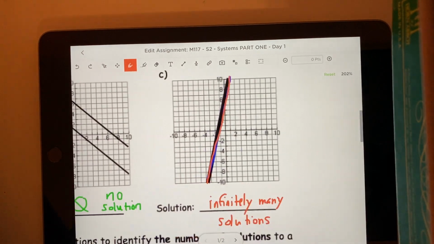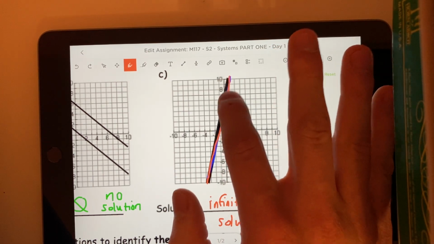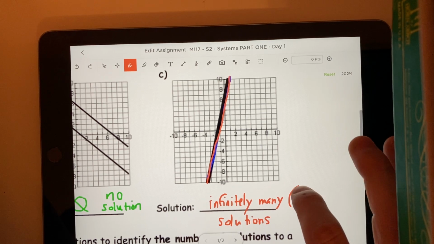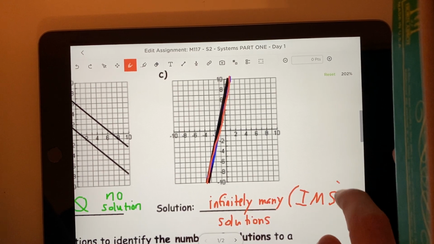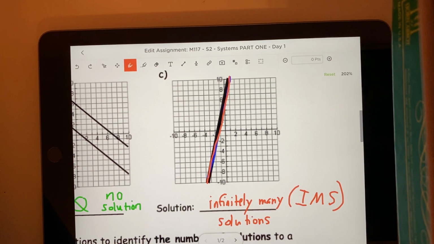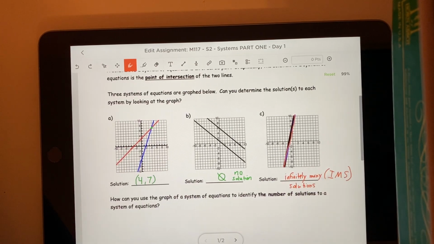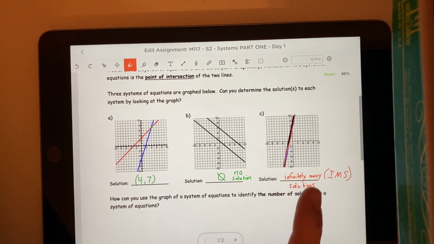Because think about it, if you're saying, hey, where do they touch? They touch here, here, here, here, every point forever up and forever down. And you could even write this out as IMS, infinitely many solutions. Okay, so that's kind of a cool situation. So there's either one solution, no solutions, or infinitely many.